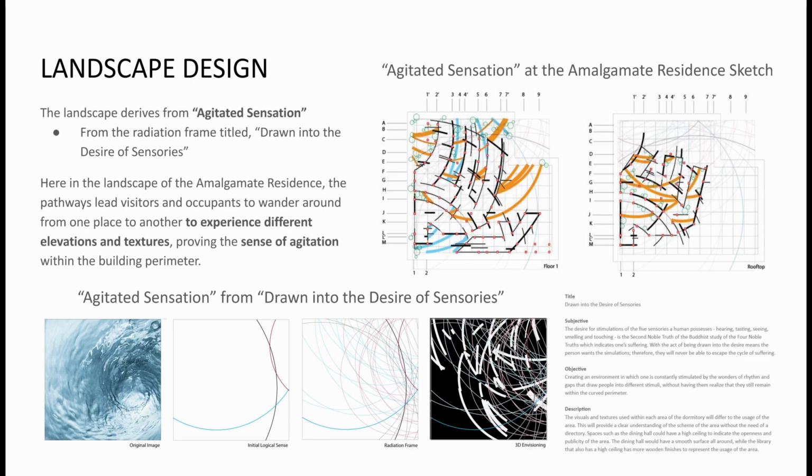The landscape derives from the keyword agitated sensation, which is from the radiation frame titled Drawn into the Desire of Sensories. Here in the landscape of the Amalgamate Residence, the pathways lead visitors and occupants to wander from one place to another to experience different elevations and textures, providing the sense of agitation within the building perimeter.